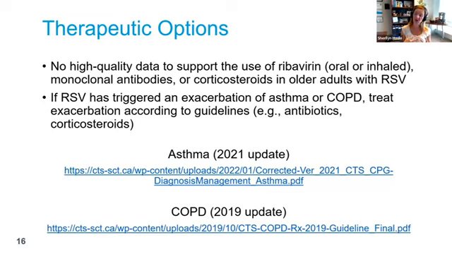Now, that said, if the RSV infection has triggered an exacerbation of an existing respiratory condition, so an exacerbation of asthma or an exacerbation of COPD, you treat that exacerbation according to the guidelines for that condition. The asthma guidelines are current as of 2021, and the COPD guidelines are current as of 2019, with both of them provided there. That, of course, can include antibiotics, inhaled corticosteroids, systemic corticosteroids, that type of thing, but you treat the underlying condition. We don't have anything right now to treat the actual RSV virus in particular.